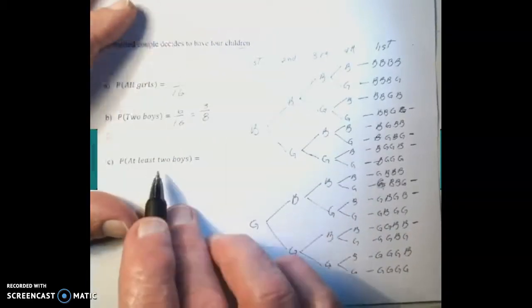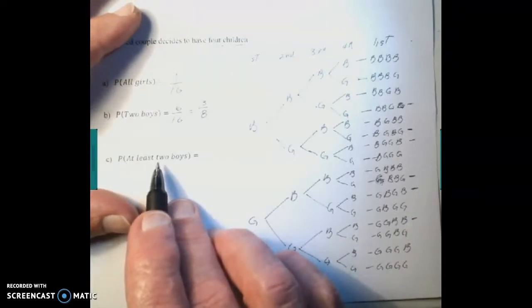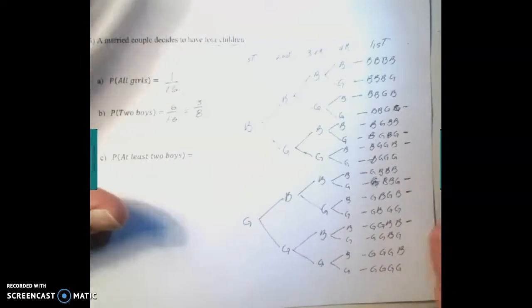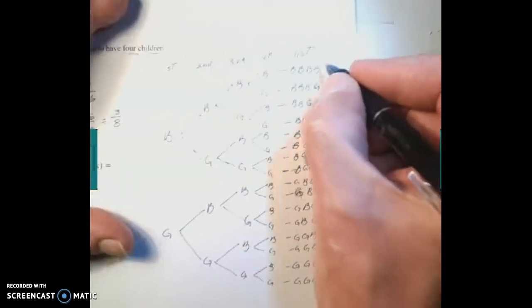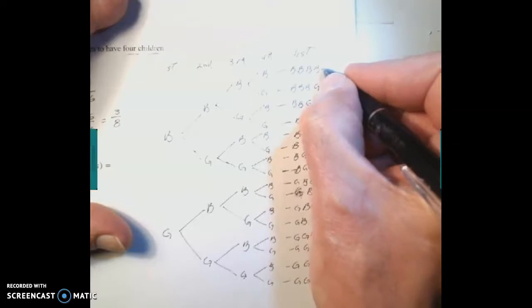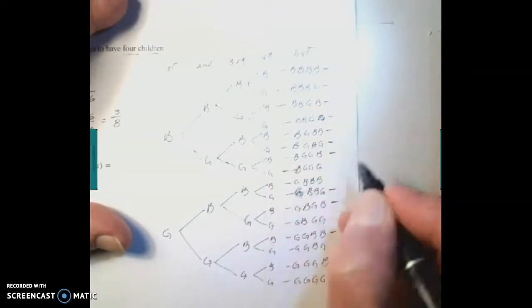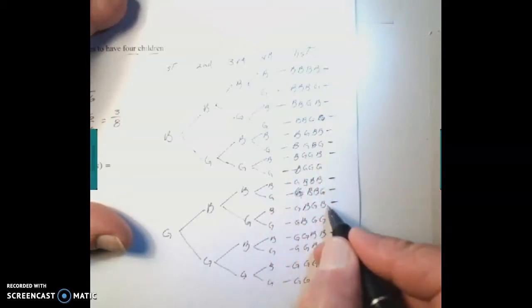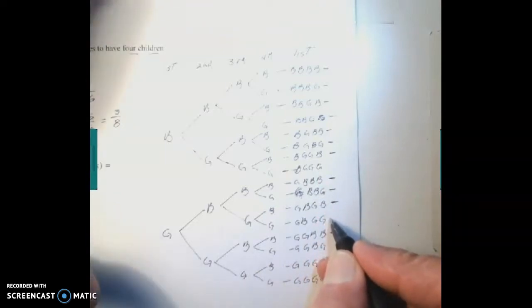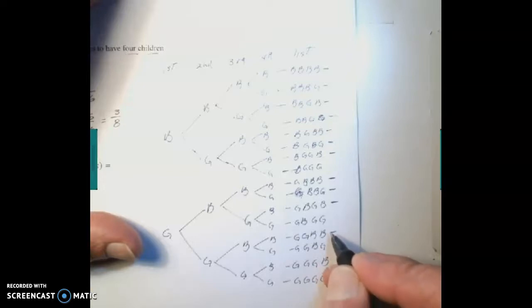At least 2 boys. That would mean 2 boys or more. So it would be all of these that we've already marked with 2, plus any that have 3 or even 4 boys would be at least 2 boys. So this is another, this is another, this is another, this is another. This one we only have 1 boy. Here is 3 boys. Okay. And that looks like it.